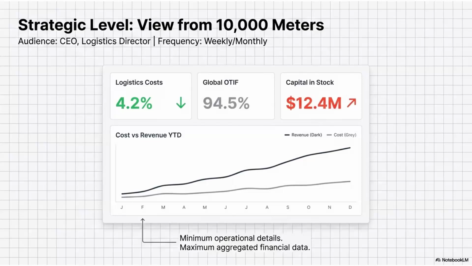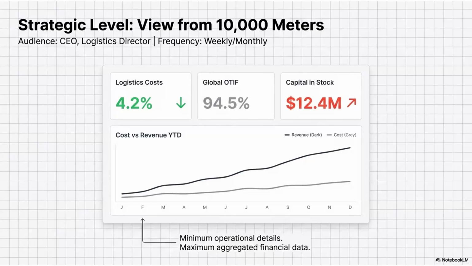in warehouse inventories. For a company's leader, a volume of $12.5 million of frozen capital is an indicator for making financial decisions regarding procurement policy, not a reason to search for a specific delayed pallet in one of the warehouses. The cost dynamics chart in relation to revenue since the beginning of the year, cost versus revenue YTD, provides a fundamental understanding of the long-term profitability of the logistics system.